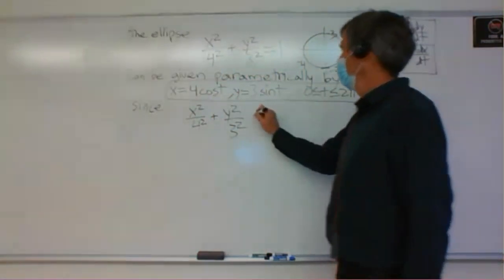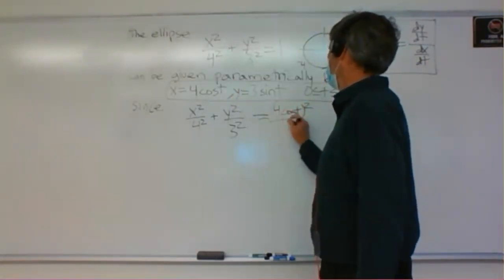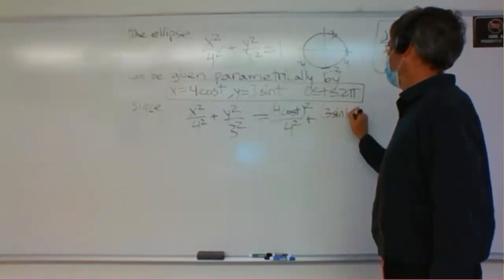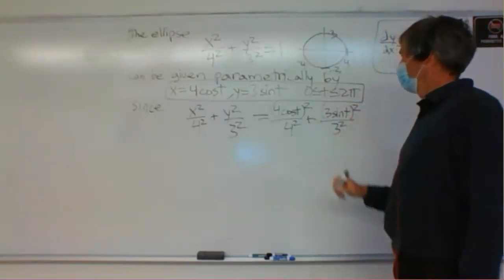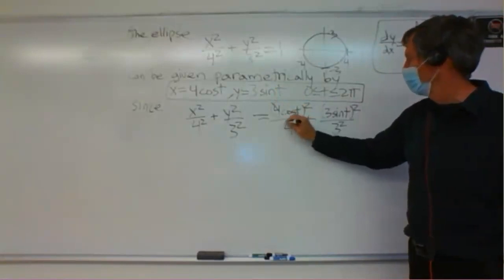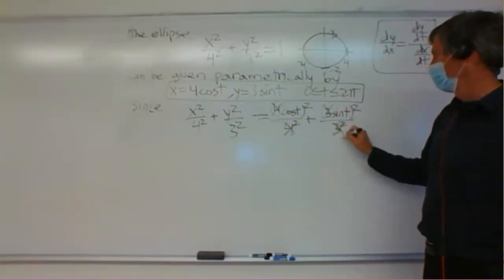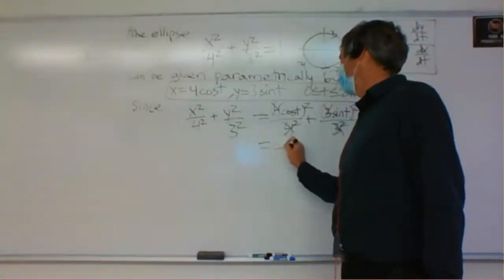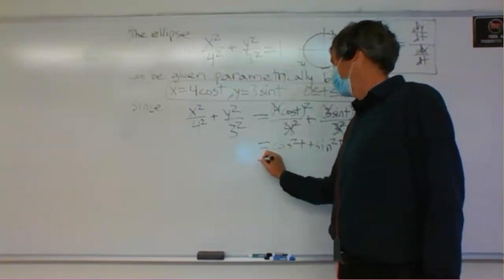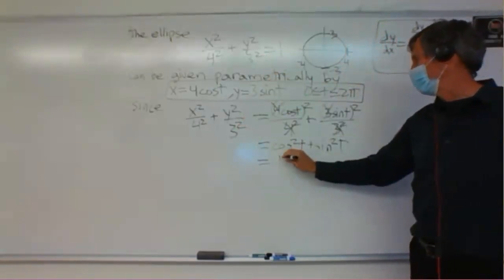Well, x is 4 cosine t, so this is 4 cosine t squared over 4 squared plus 3 sine t squared over 3 squared. And what's that? Well, let's see. The 4 squared here cancels this 4 squared. And the 3 squared here cancels the 3 squared here. And I get cosine squared plus sine squared, which we remember from the Pythagorean identity is 1. So sure enough, all these points in this parameterization lie on this ellipse here, right? You satisfy the same equation.